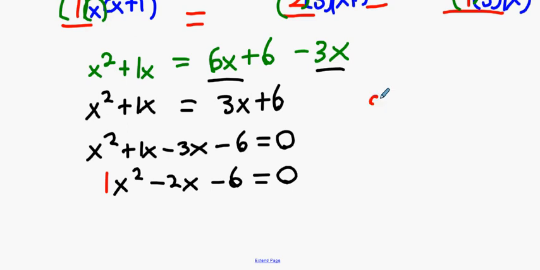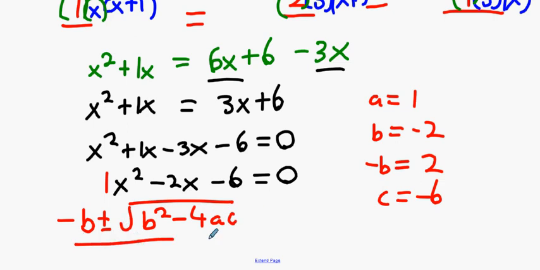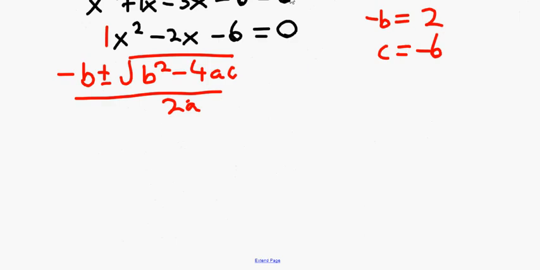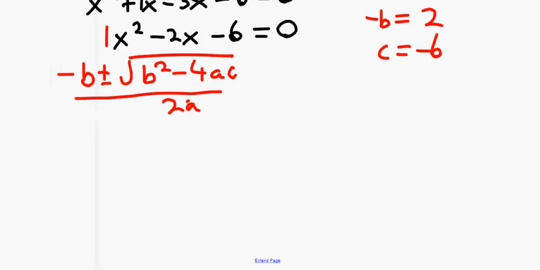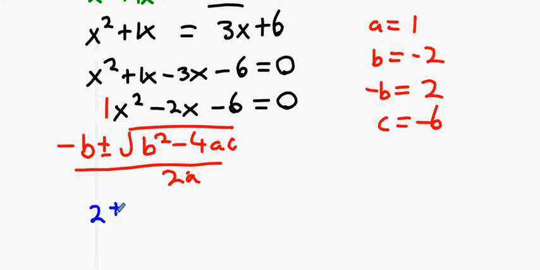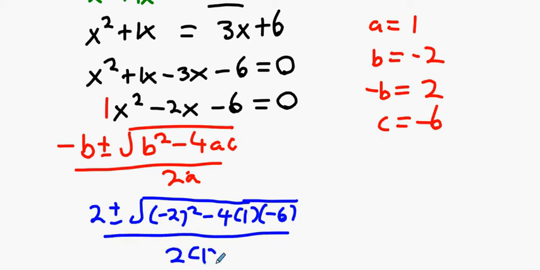So what's the a value? 1. B value? Minus 2. Minus b value? C value. Formula? Minus b plus or minus square root of b squared minus 4ac, all over 2a. Okay, let's try this out. I'm going to need a calculator for this, I'm afraid. I'll show you in a second. Okay, so we're going to have minus b, which is going to be 2, plus or minus the square root of b squared, which is minus 2 squared, minus 4ac, 1 times minus 6, all over 2 times 1.